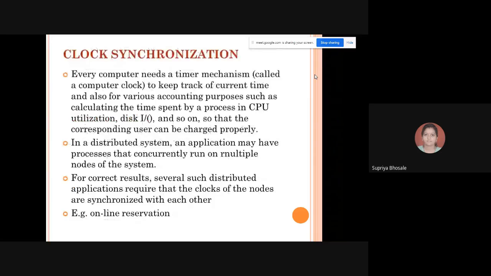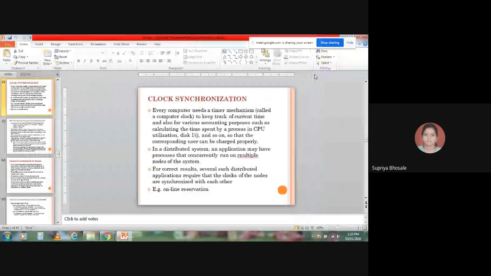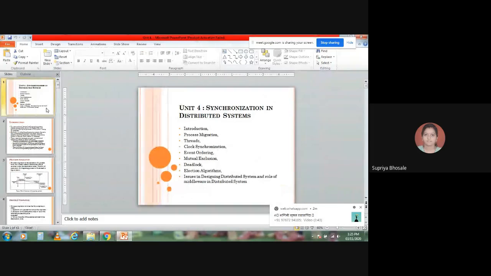And now we are going to see the next bit of the chapter, that is the clock synchronization. So what we mean by clock synchronization? So the topic name itself is synchronization in distributed system.